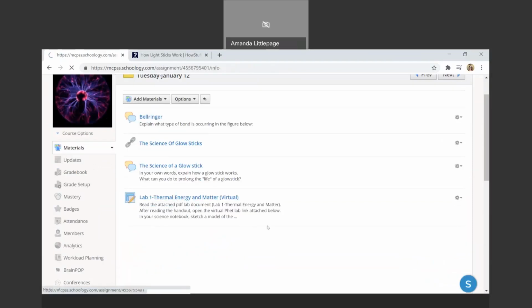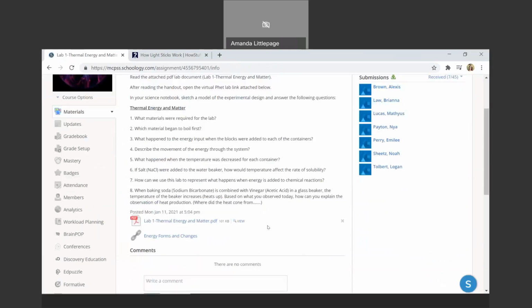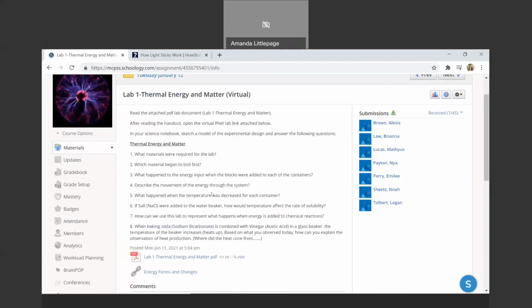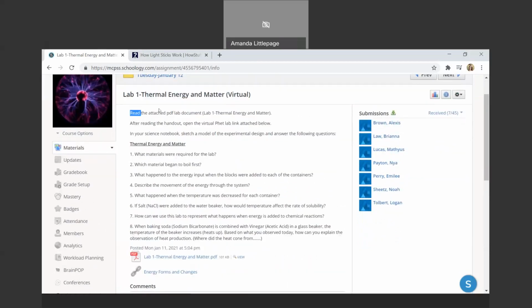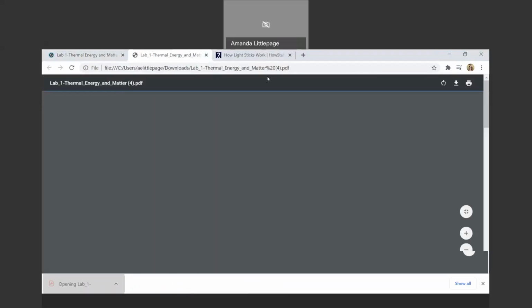This is called Lab 1, Thermal Energy and Matter. There is a PDF attachment, and there's also a link. For this activity, you guys can do it on your own paper, or you can create a submission and respond. You can see that other students have done that. But basically, you're going to read through the attachment, and then open up the link and work through and address these particular questions here. When you download the attachment, it says Lab 1 Thermal Energy. You can click on that, and it's going to open up as a PDF.